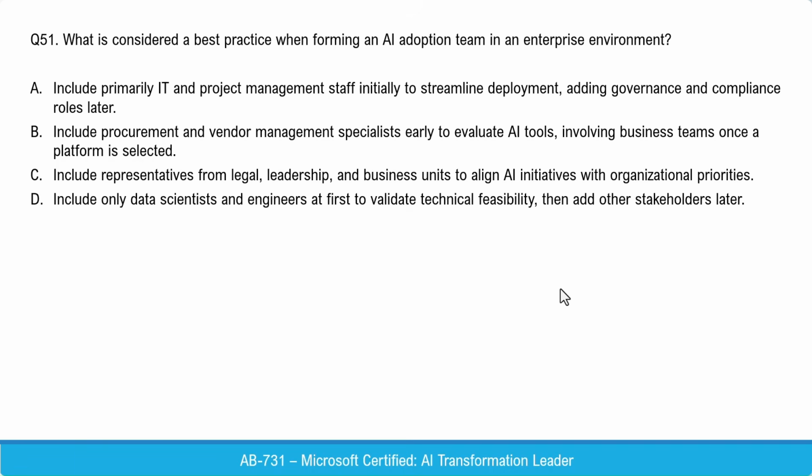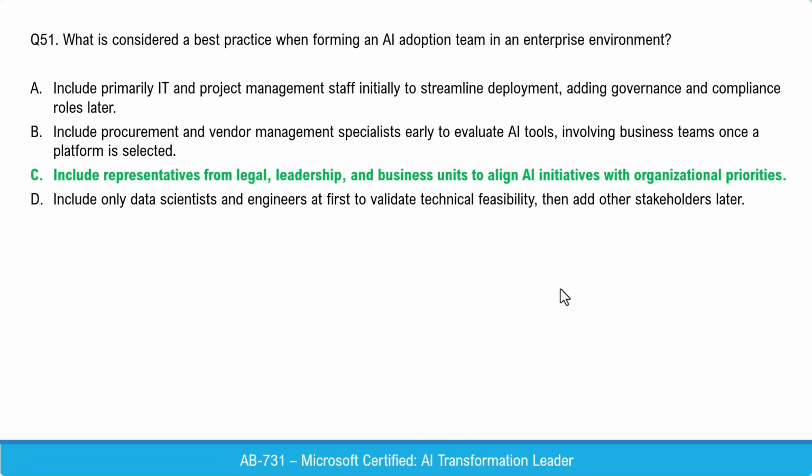Question 51. What is considered a best practice when forming an AI adoption team in an enterprise environment? You have been given four options on your screen. Please go through them by pausing the video over here. The correct answer is option C. Include representatives from legal, leadership, and business units to align AI initiatives with organizational priorities.